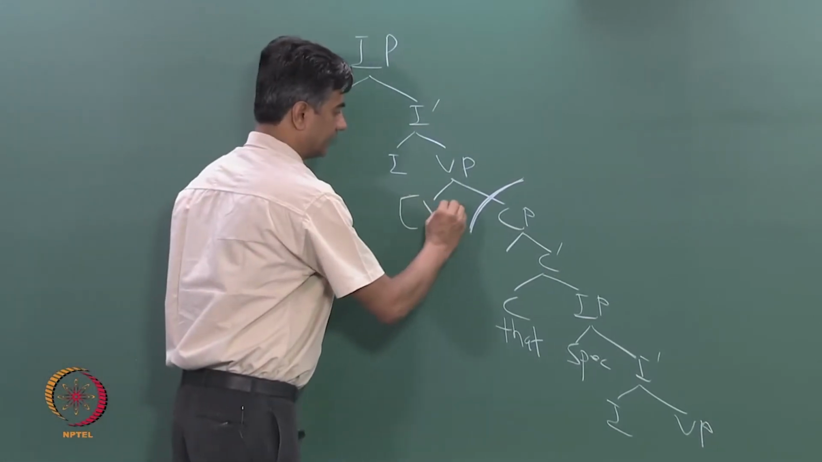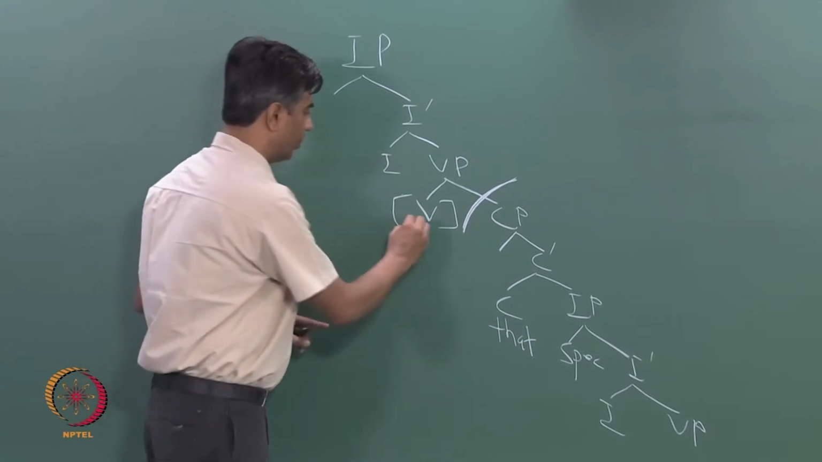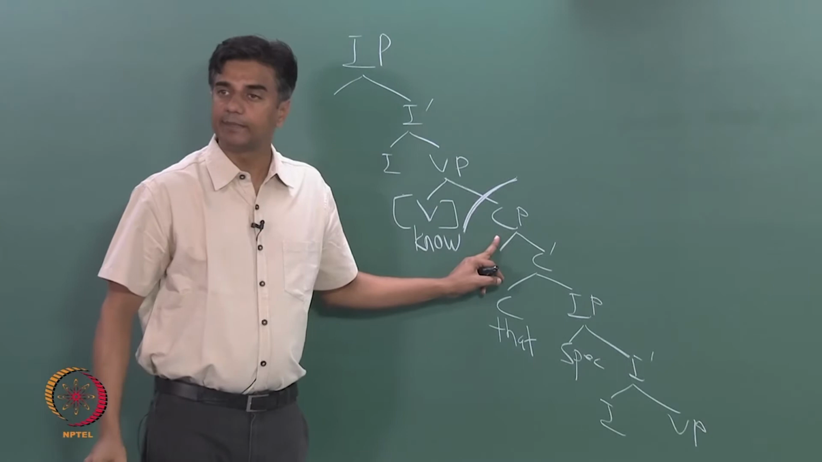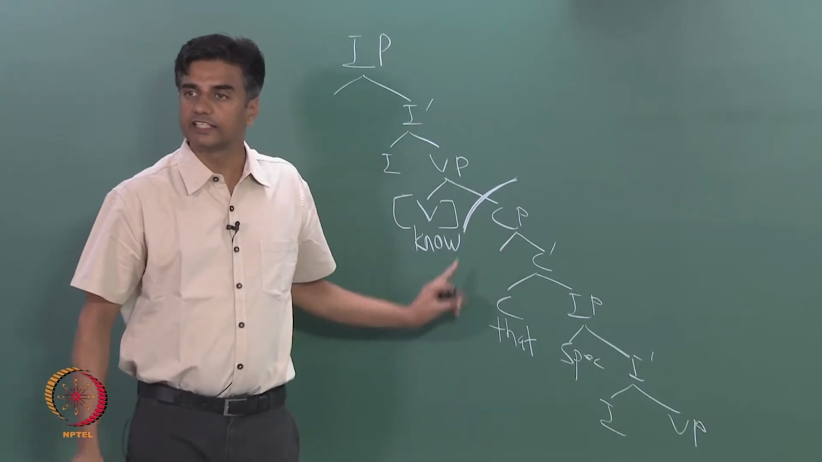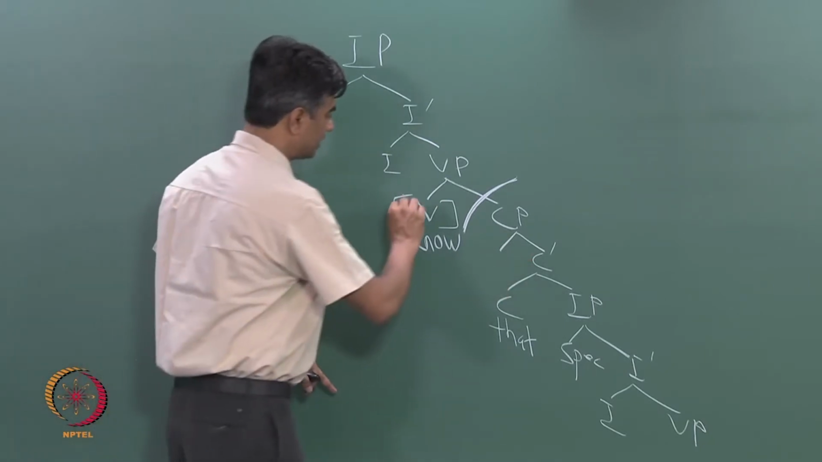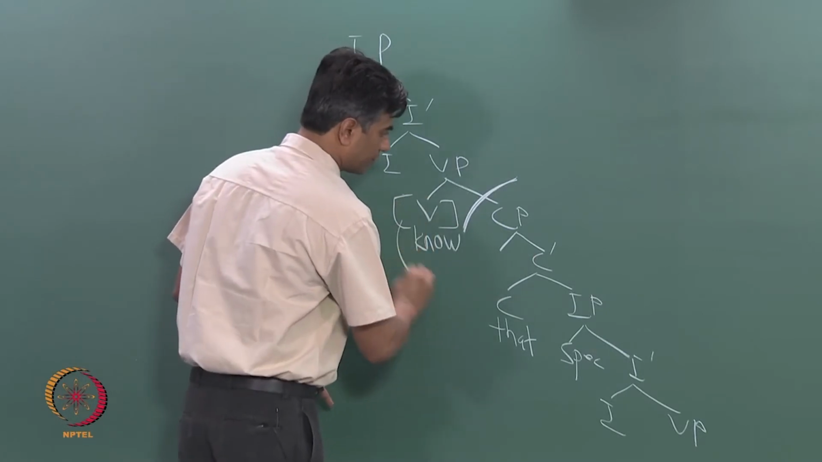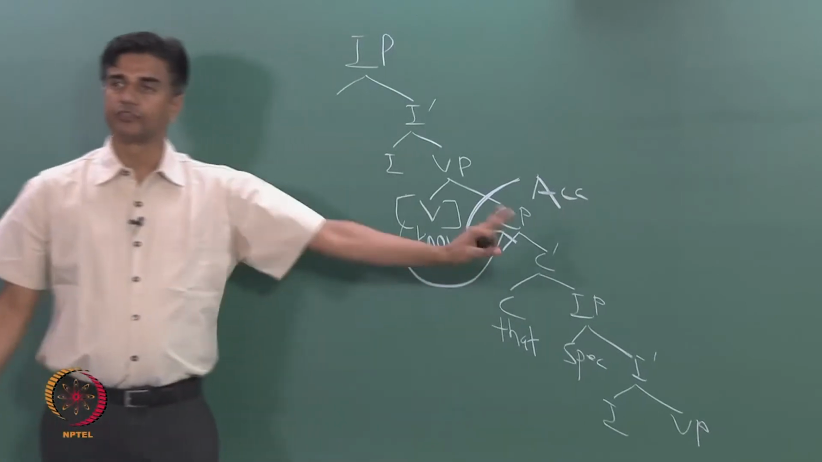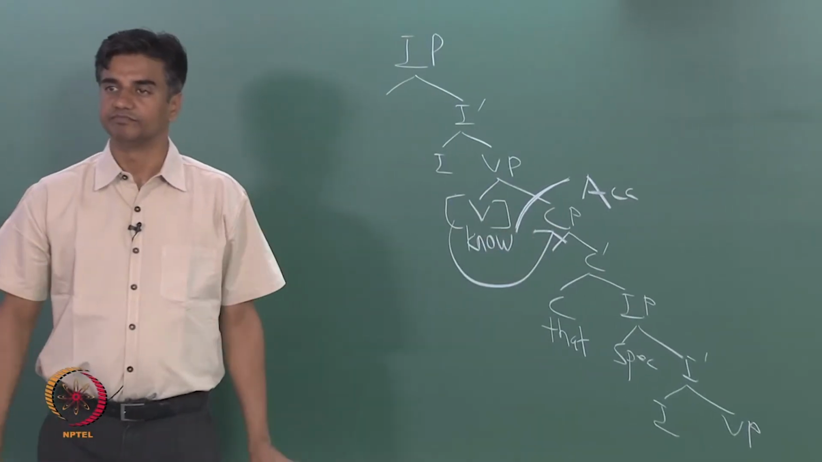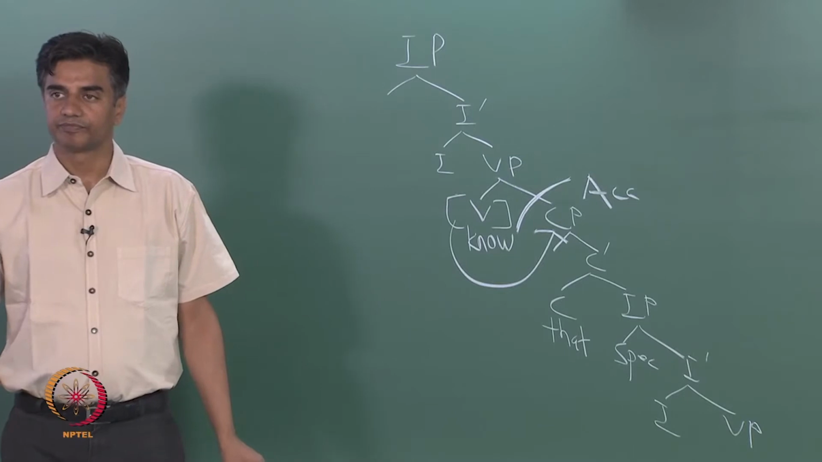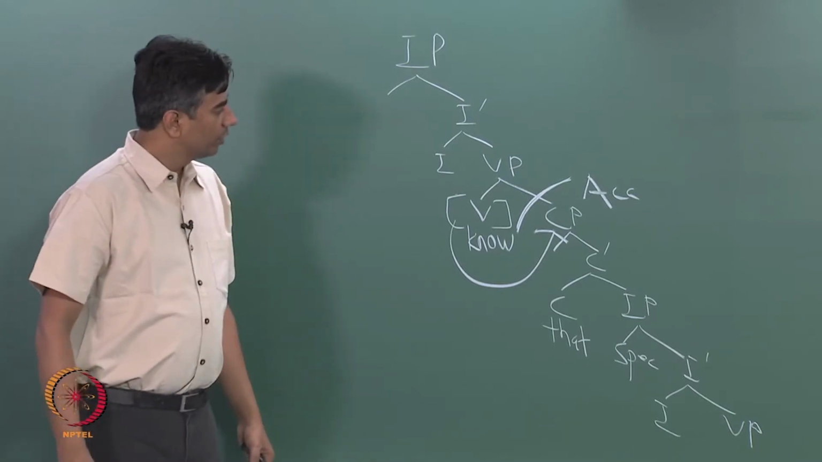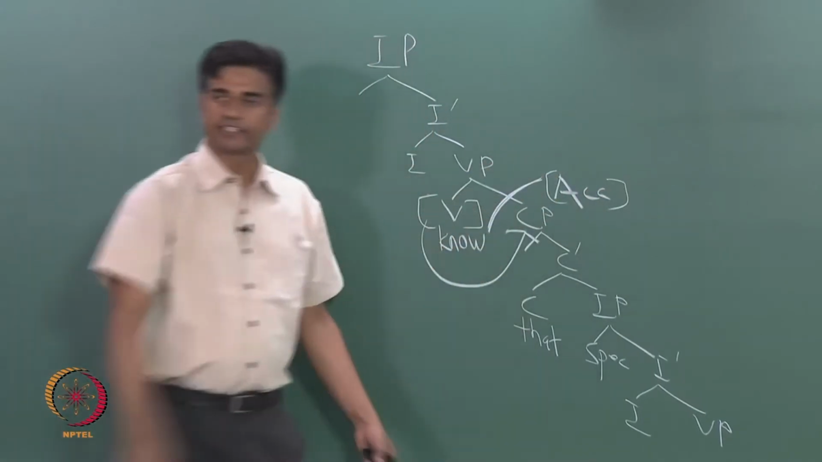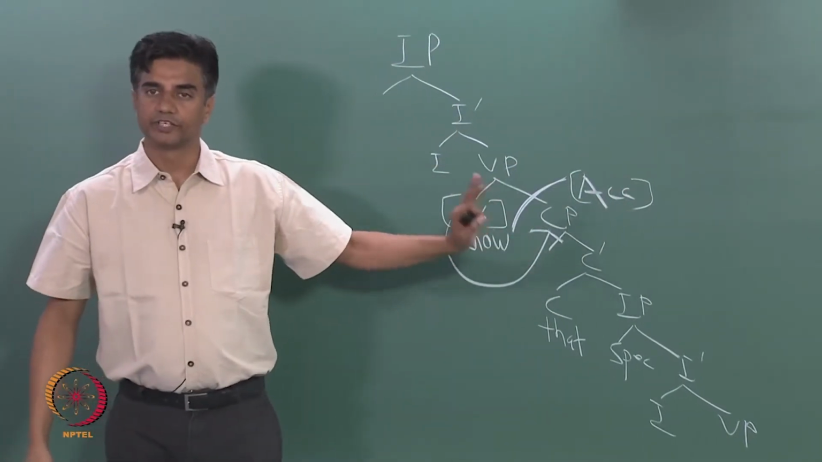This V as a head, which is know, takes the whole CP as a complement, and it needs to assign its accusative case, which it does through the notion of C-command, and it assigns accusative case to the CP. It's done. Okay? The point is, case assignment is satisfied. There is no issue here.